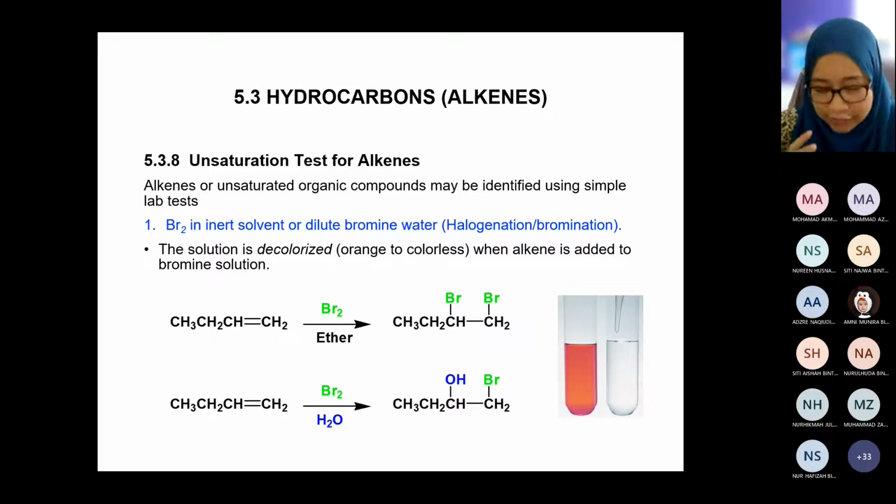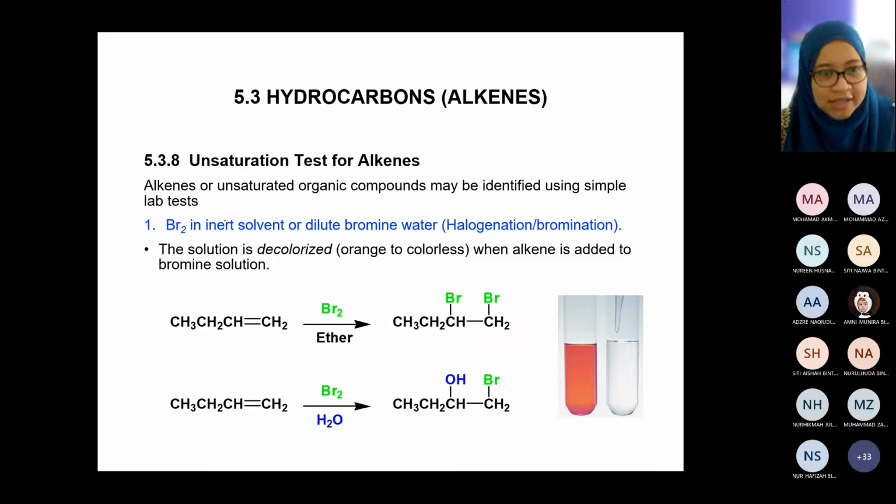So what can we do? How can we identify which one is which? We can go through this simple test. We already know the characteristics of alkenes and alkanes. Alkenes are unsaturated, meaning they have a double bond, so they are more reactive. That means they have a higher tendency to react with something.